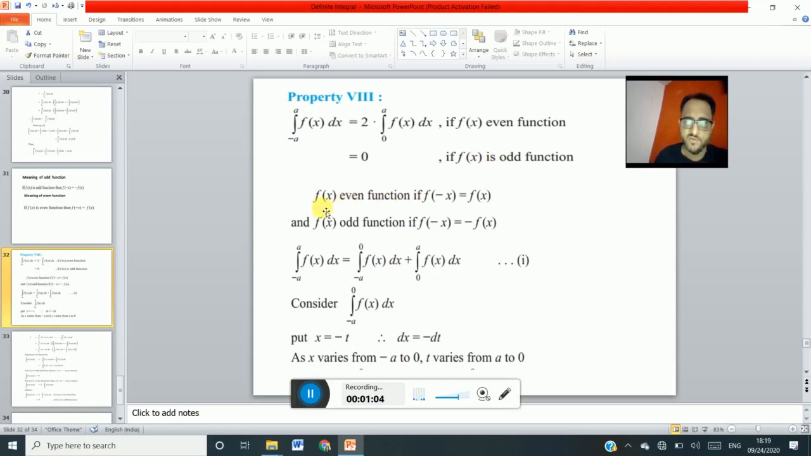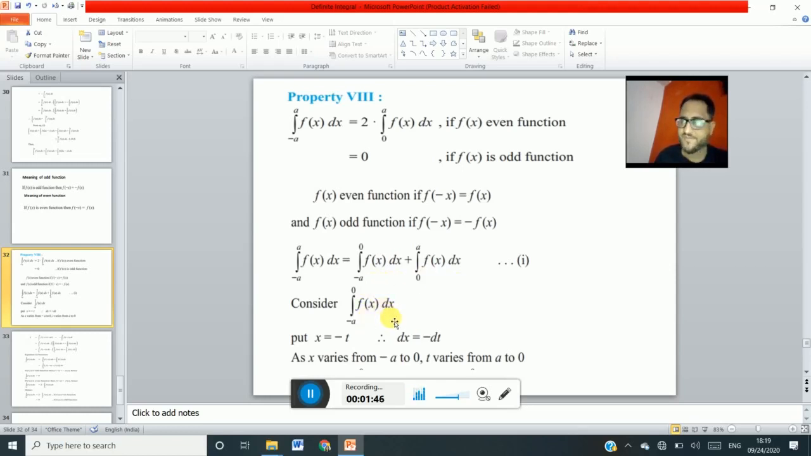So see, first of all we write that if the function is even, f of minus x is f of x, and if the function is odd, f of minus x is minus f of x. Okay, and then consider again the left side of the proof, that is the integral from minus a to a of f of x dx, and that equals the integral from minus a to 0 of f of x dx plus the integral from 0 to a of f of x dx. Now we know that 0 is in between minus a and a. Okay, and by using property number three, that minus a to 0 and 0 to a, we split it like this.